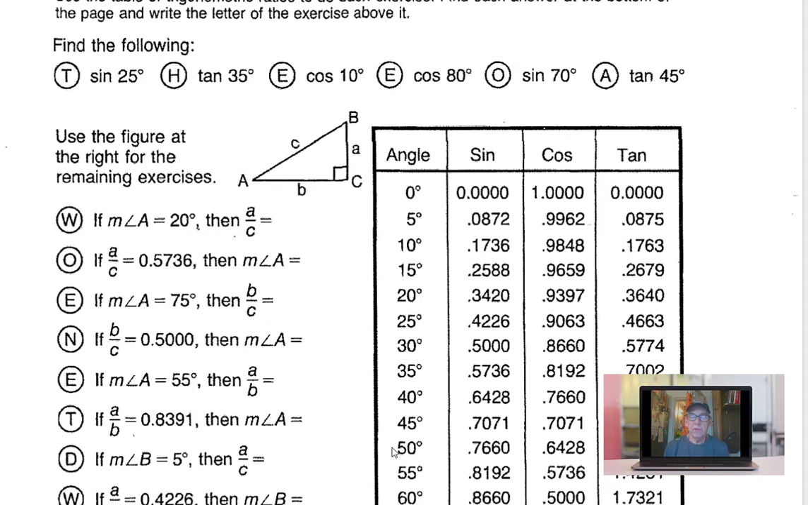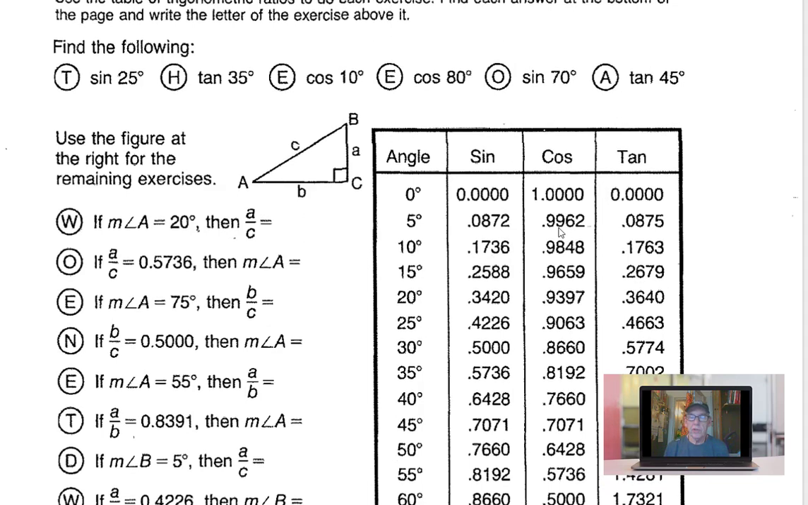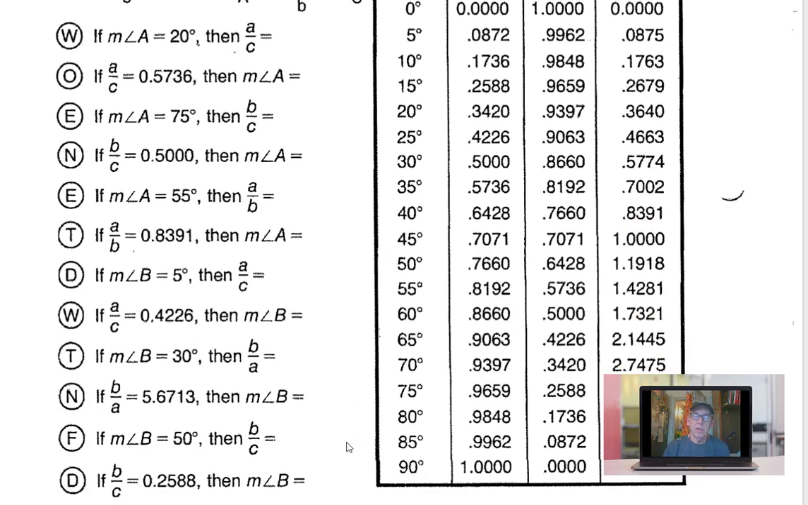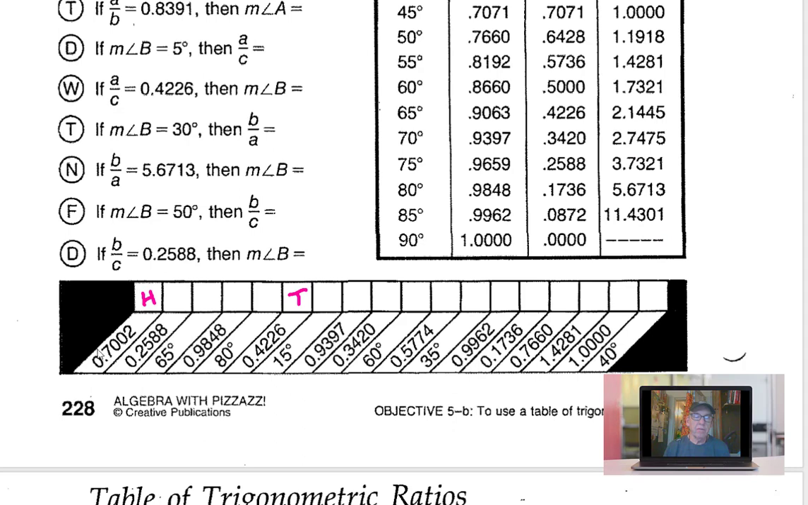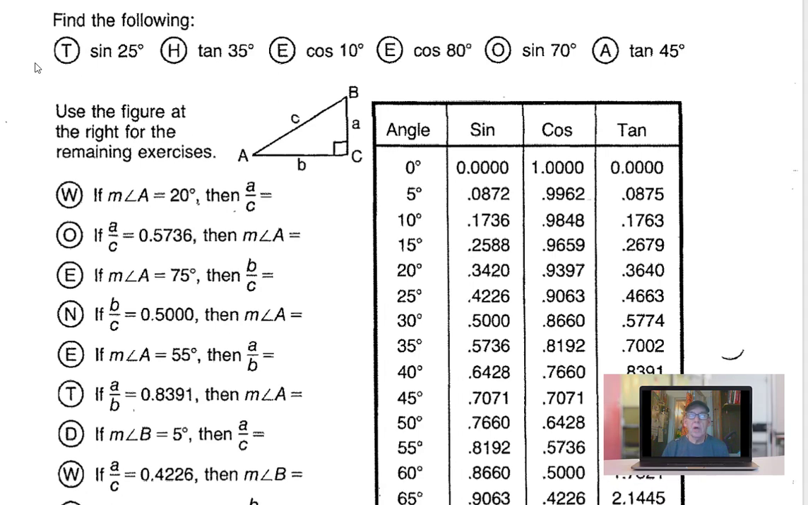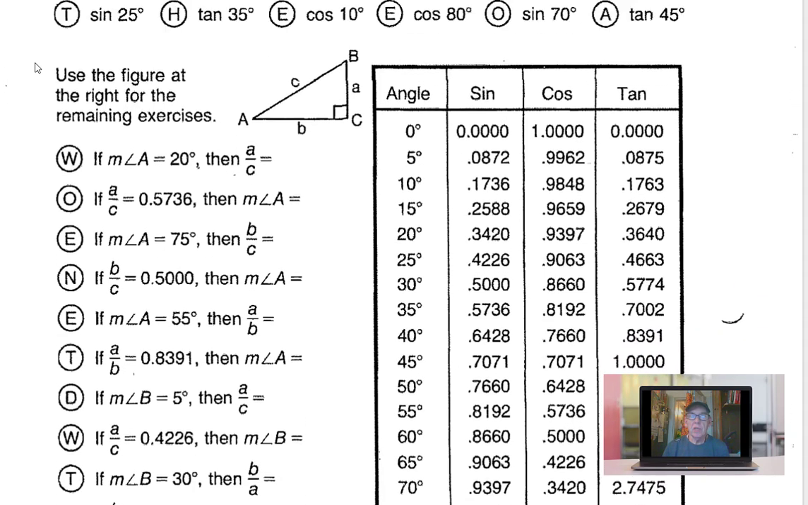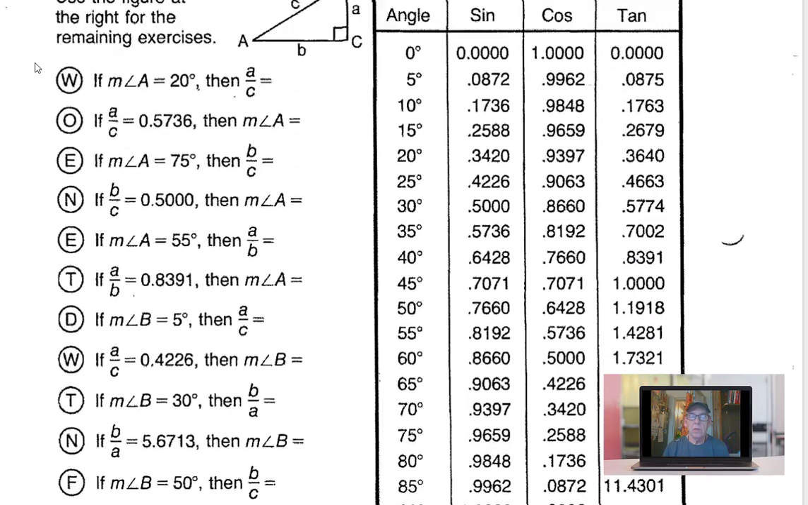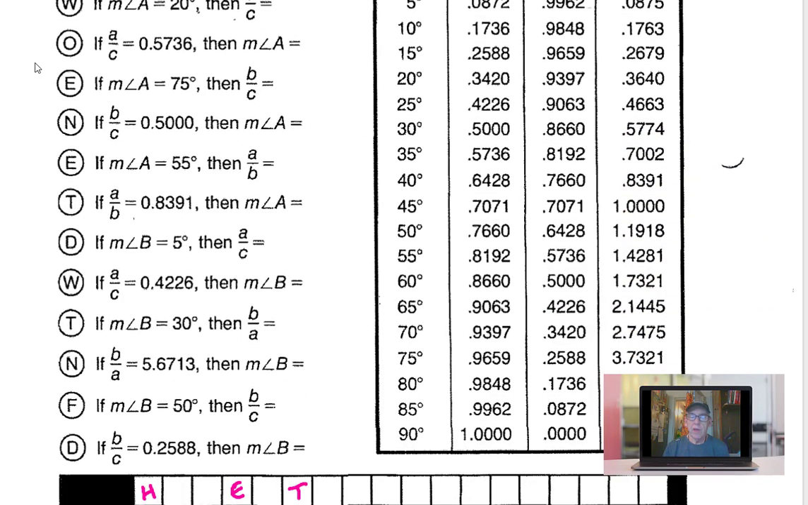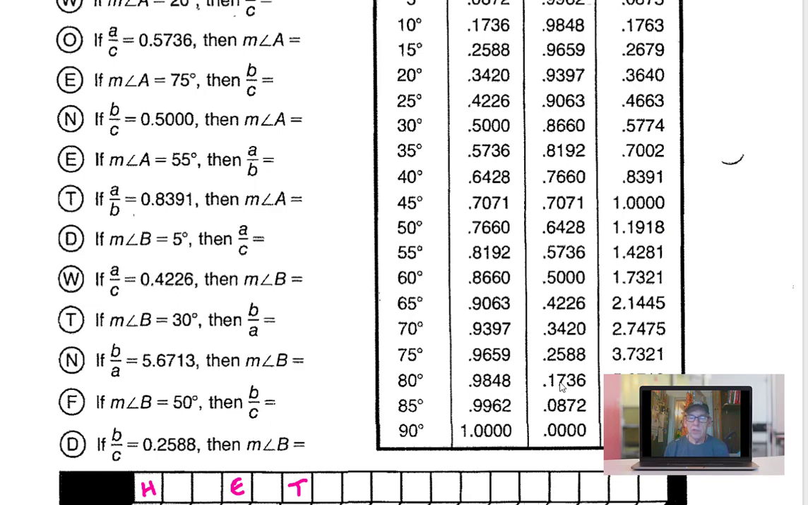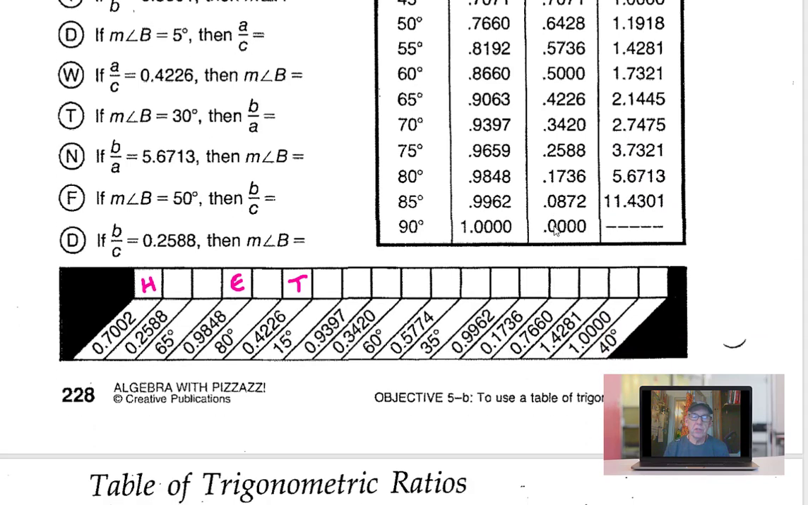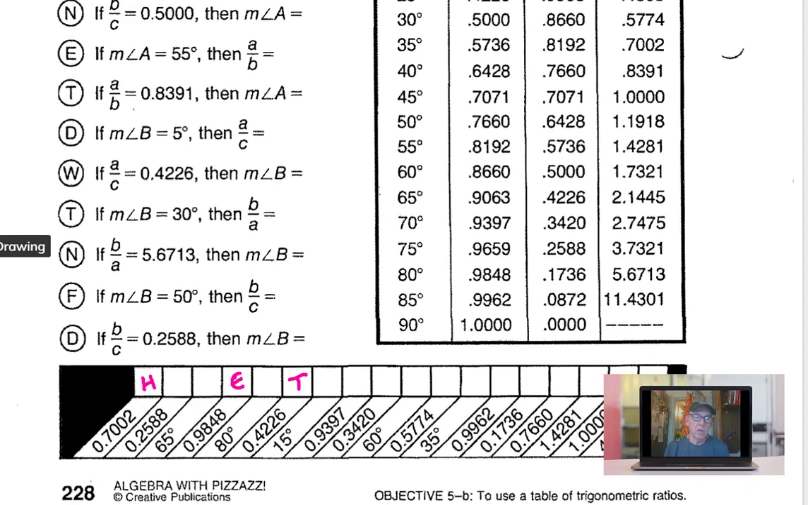E goes with cosine of 10. Here we have 10 degrees. Go across the cosine column, 9848. And that goes with E. So 9848 goes with E. Make sure there's no other 9848s. Go back. Cosine of 80 is E. Cosine 1736 goes with another E.